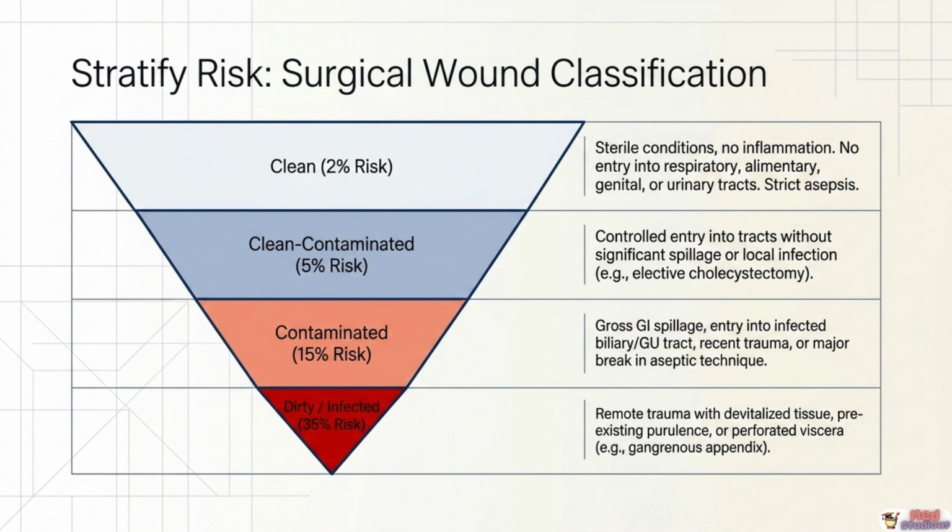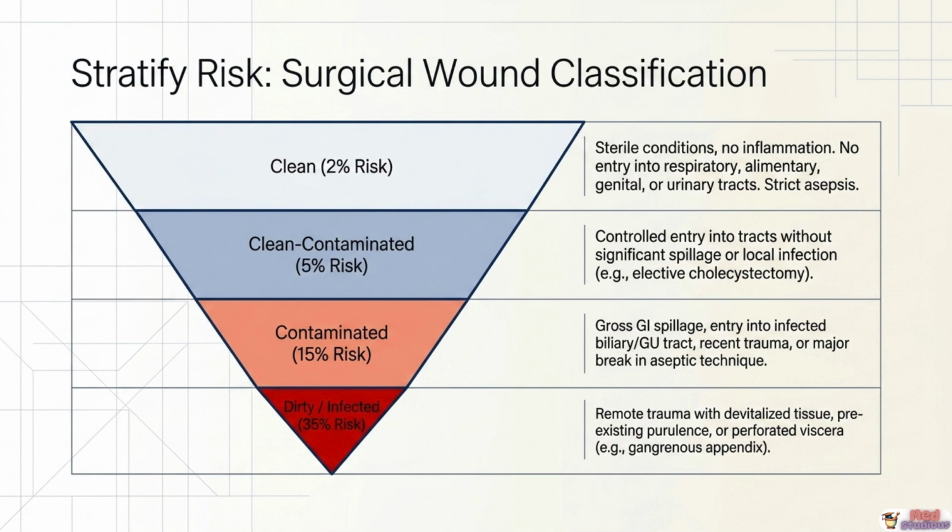Class 2, clean contaminated, carries a 5% infection risk. These wounds involve controlled entry into one of the hollow tracts, bowel, biliary system, or genitourinary tract, under controlled conditions without significant spillage or pre-existing local infection. Elective cholecystectomy or planned bowel resection fall into this category.